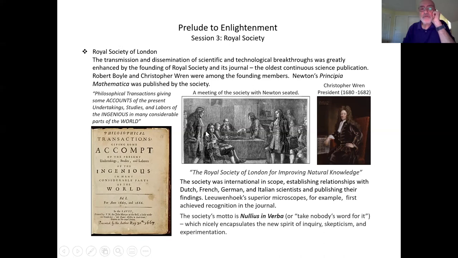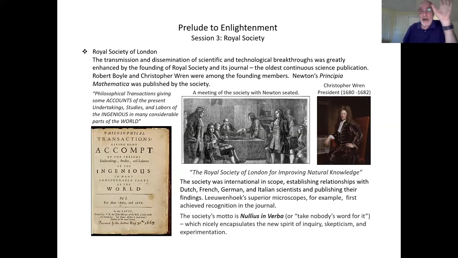This is Newton seated at one of the early meetings. Here's Christopher Wren as president of the society in 1680 to 1682. The Royal Society of London for Improving Natural Knowledge, as it was called. The society was international in scope, establishing relationships with Dutch, French, German, and Italian scientists, publishing their findings.